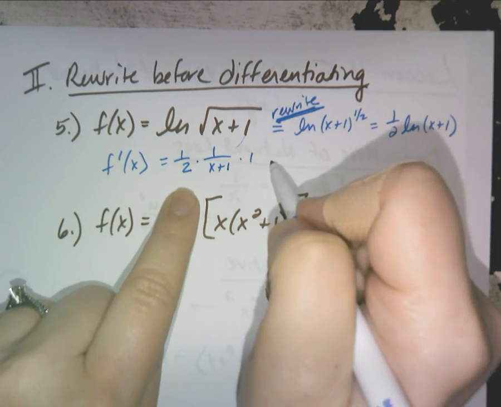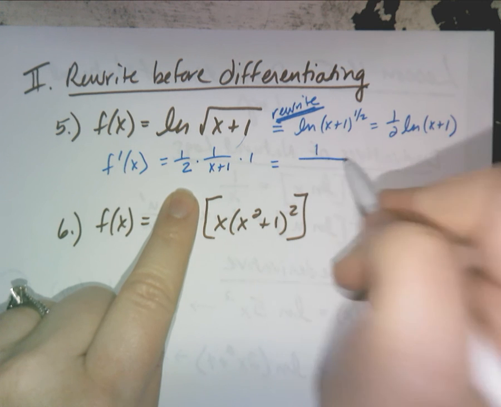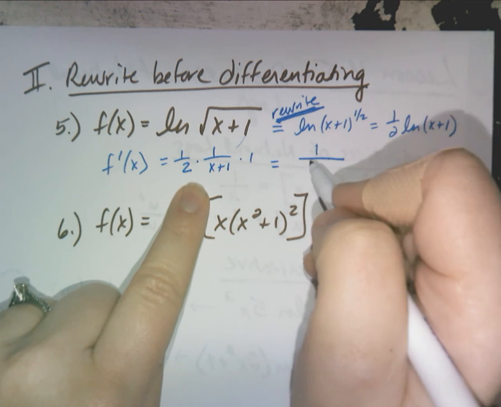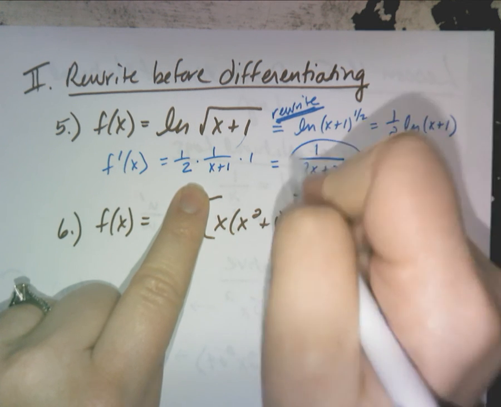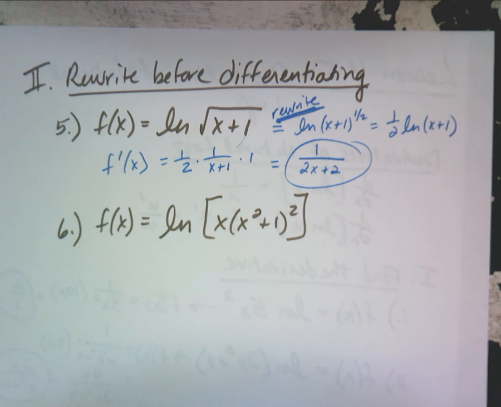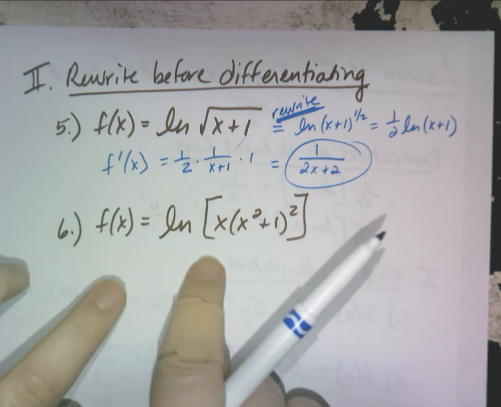So how do you write this now? 1 over 2x plus 2. That's much easier than if you had done it the other way. It just would be looking really messy, and it would be a lot of cleaning up to do. All right? So let me show you again on this one.